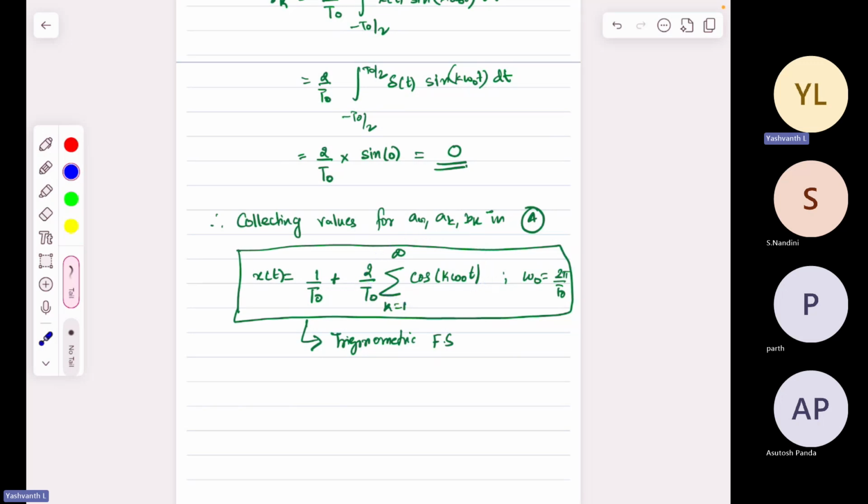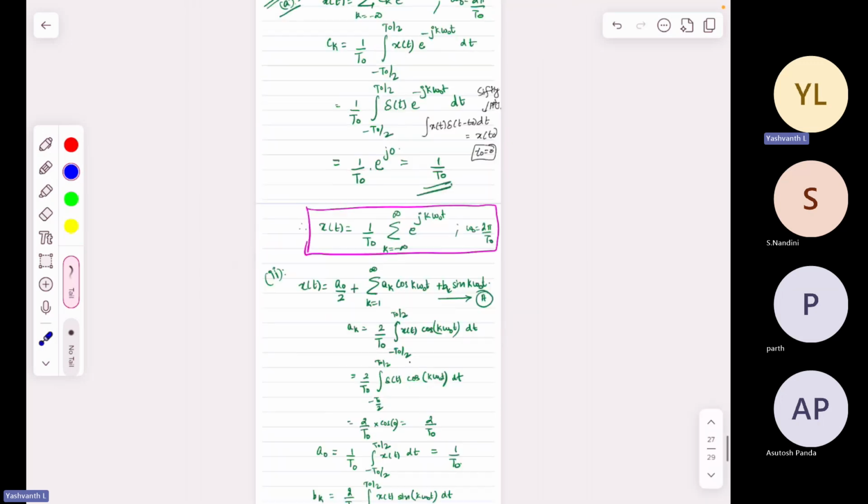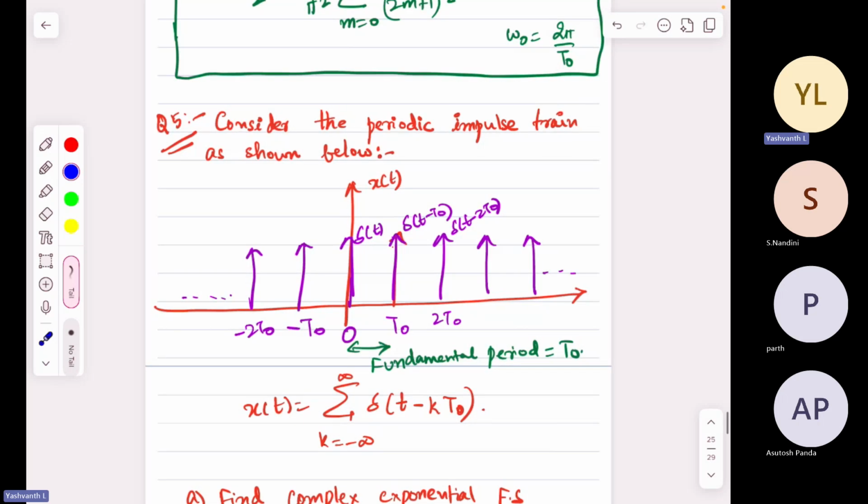Can anyone tell me why no sine terms? I will show you the figure. Can anyone tell me why no sine terms? It might be an even function, so even terms are there and odd terms die out.